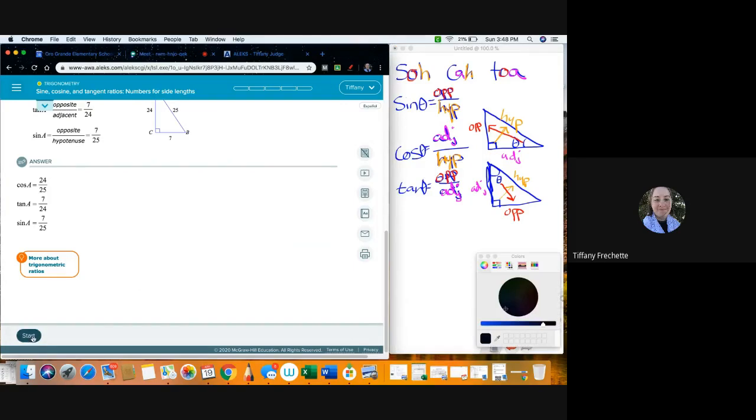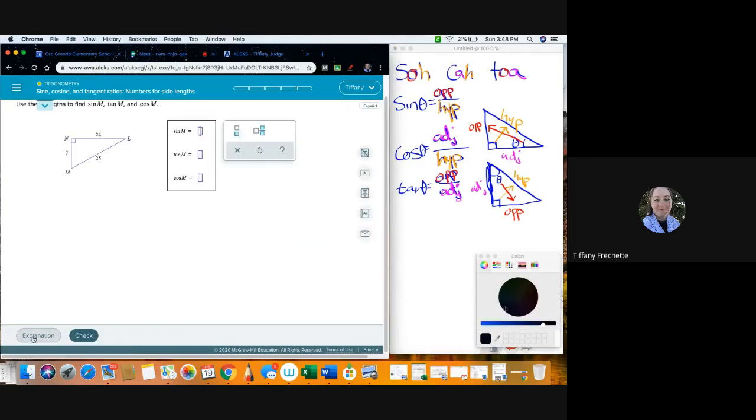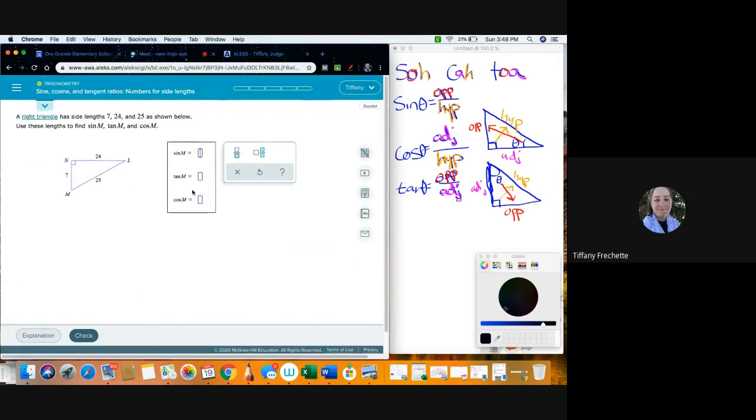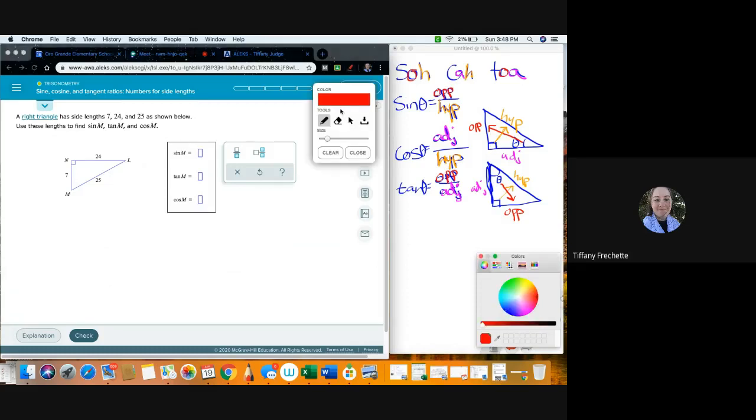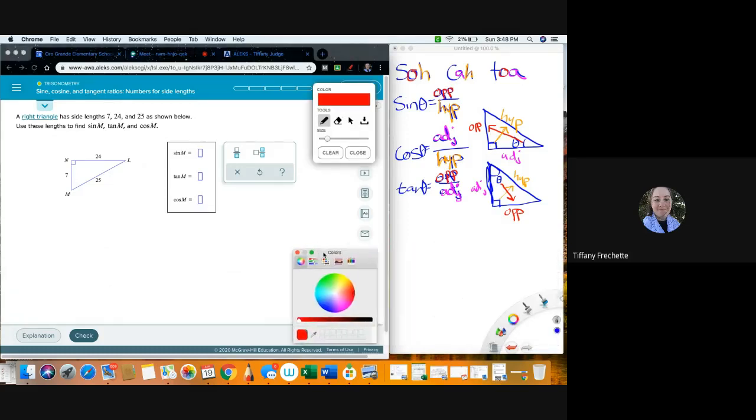All right, so let's go ahead and try this out. Okay, so we want to use this same idea over here. I'm going to click my pen on. I'm going to try to match up the colors a little bit, but we'll see how that comes out.